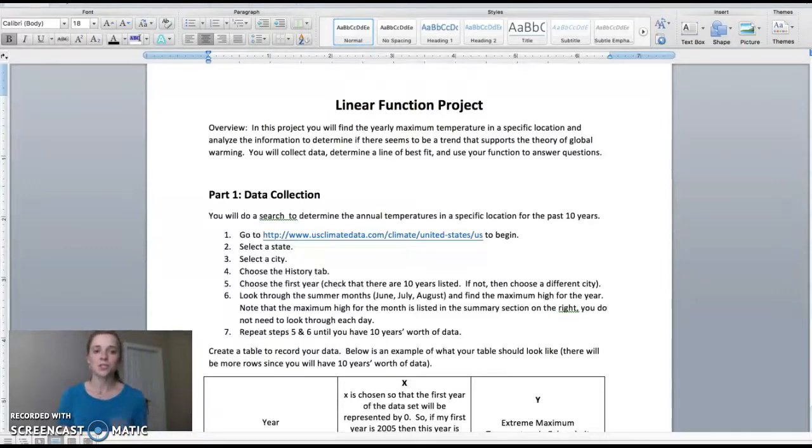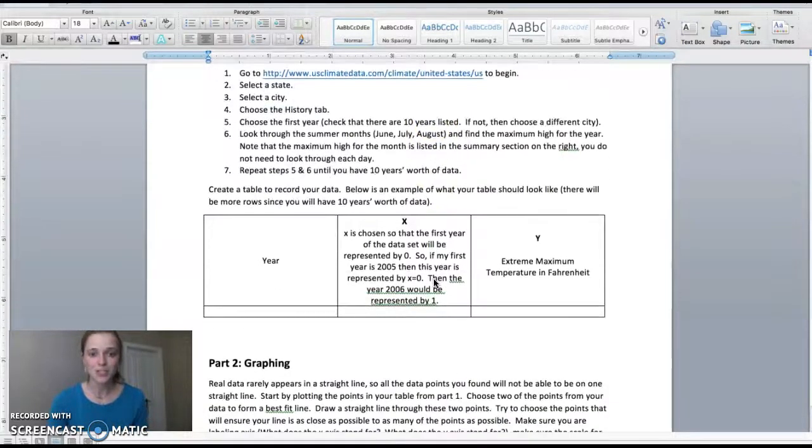That's where we're going to go to usclimatedata.com, and we're going to find 10 years worth of data for the maximum high temperature of the year. And then after you find those 10 years worth of data, you're going to put it in a table. So we kind of already have what the table should look like here. You're going to put a year, and then we're going to start the first data point with a 0, and then you're going to put the maximum temperature for that year. So you're going to do that for 10 different years.